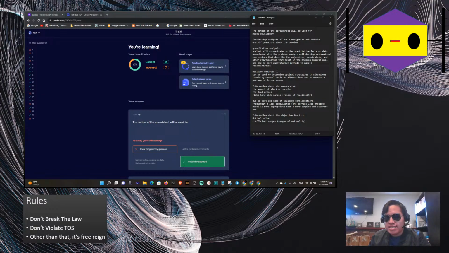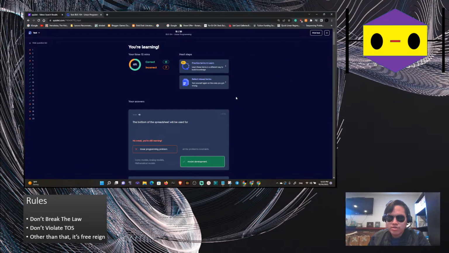The next one, decision analysis, we needed a definition, and it can be used to determine optimal strategies in situations involving several decision alternatives and an uncertain pattern of future events. Information about the constraints, you had it right. It's the amount of slack or surplus, the dual prices, and the right-hand side ranges. Due to cost and ease of solution considerations, this was a fill in the blank. Frequently a less complicated and perhaps less precise model is more appropriate than a more complex and accurate model. And then, what is the information about the objective function? It's the optimal value and the coefficient ranges. Cool? Okay. So let's retest.